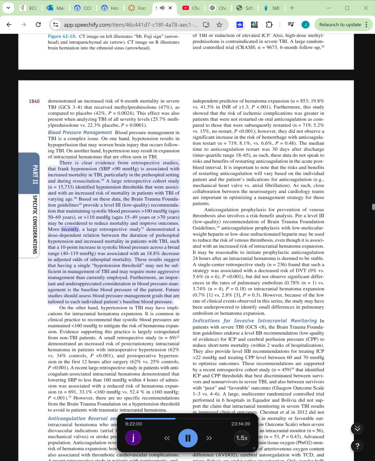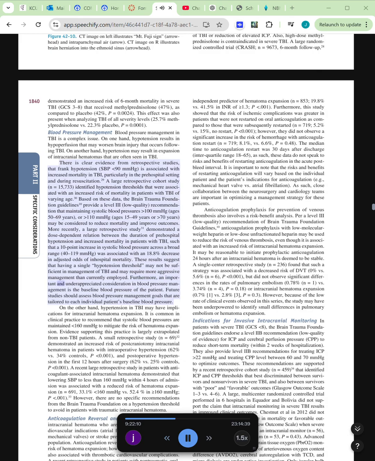More recently, a large retrospective study demonstrated a dose-dependent relation between the duration of prehospital hypotension and increased mortality in patients with TBI, such that a 10-point increase in systolic blood pressure across a broad range, 40 to 119 mmHg, was associated with an 18.8% decrease in adjusted odds of in-hospital mortality. These results suggest that having a single hypotension threshold may not be sufficient in management of TBI and may require more aggressive management than currently employed.